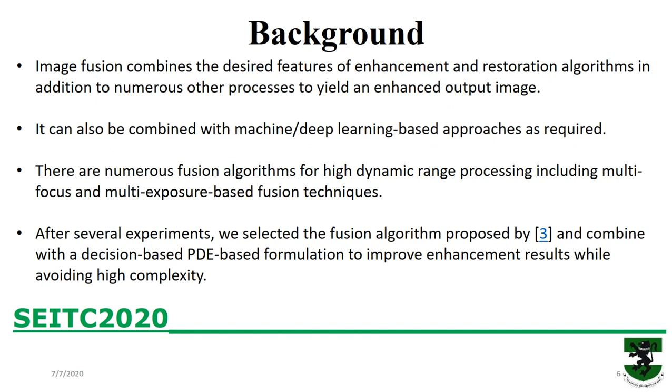So what is image fusion? Image fusion combines the desired features of enhancement and restoration algorithms, in addition to other processes, to yield an enhanced output image. It can also be combined with machine or deep learning based approaches as required. There are numerous fusion algorithms for high dynamic range processing, including multi-focus or multi-exposure based fusion techniques. After several experiments, we selected a fusion algorithm proposed by previous researchers and combined it with a decision-based, partial differential equation-based formulation to improve enhancement results while avoiding complexity.